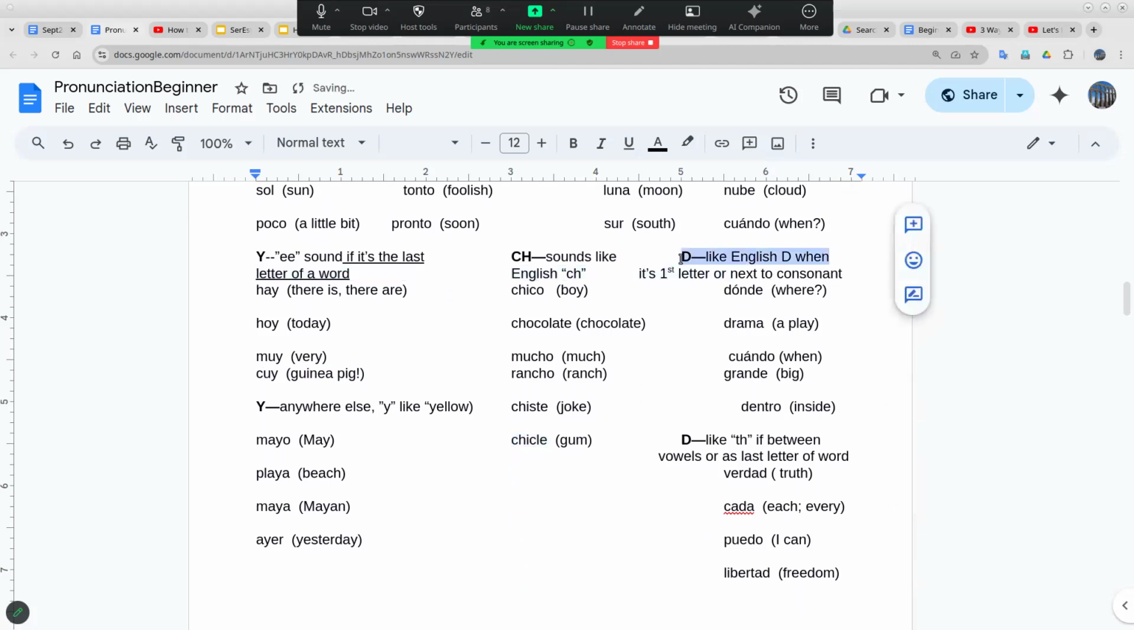Okay. So here's something that is a little odd, but it's not a deal breaker. La letra D, the letter D. Usually it's going to make the D sound like you expect in English. When it's paired up with consonants, things that are not A, E, I, O, U, or when it starts a word, it'll have that D sound. But it's a little bit muted. So instead of D like deep, it'll be D with less force. That's all. Not a biggie.